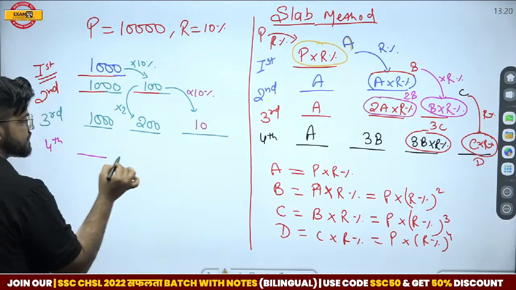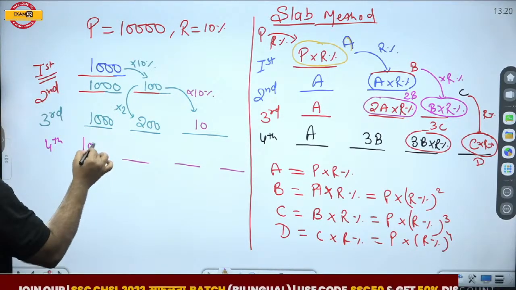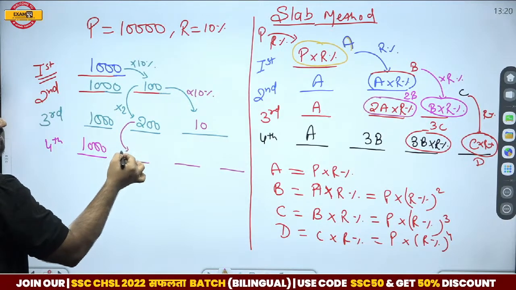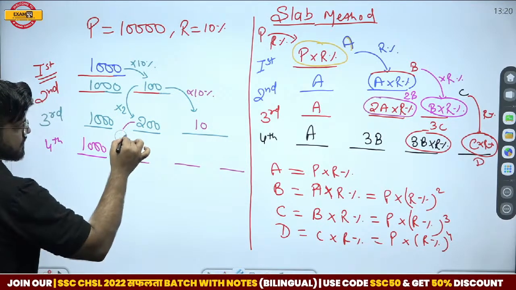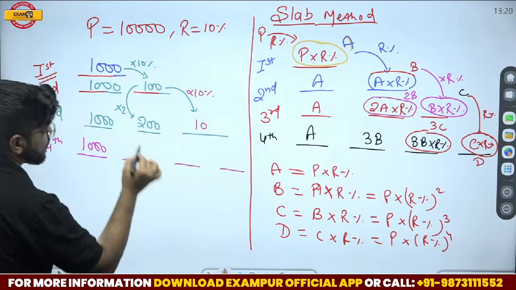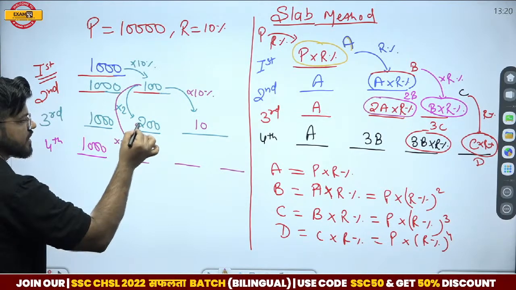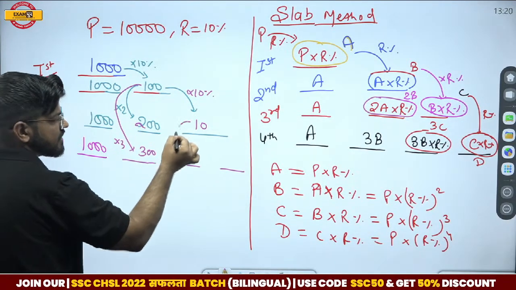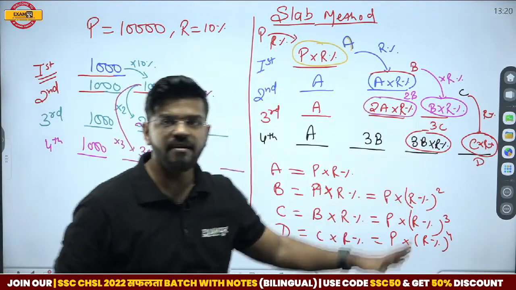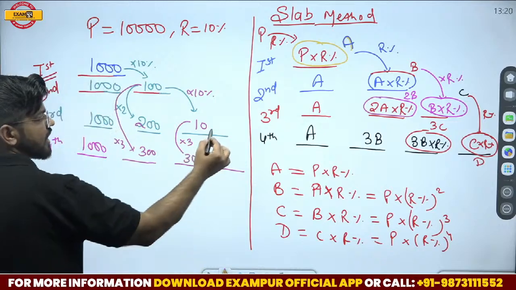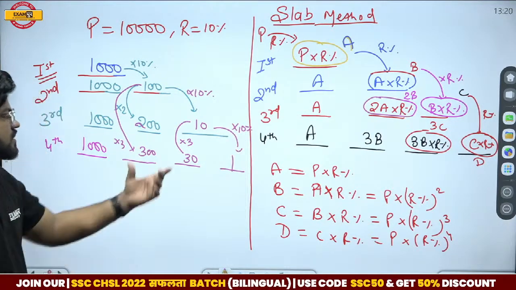For fourth year, we have 4 slabs. Here 1000 will be as it is. Here we will get 3 times of this, that means 300. And here also 3 times of this, that means 30. You can see that if C is here, then we have got 3C. Very good. And then finally we have 10% of this, that means 1. So this is how we have got it.